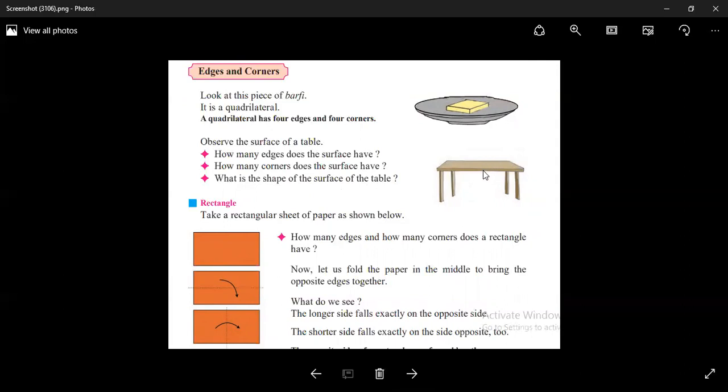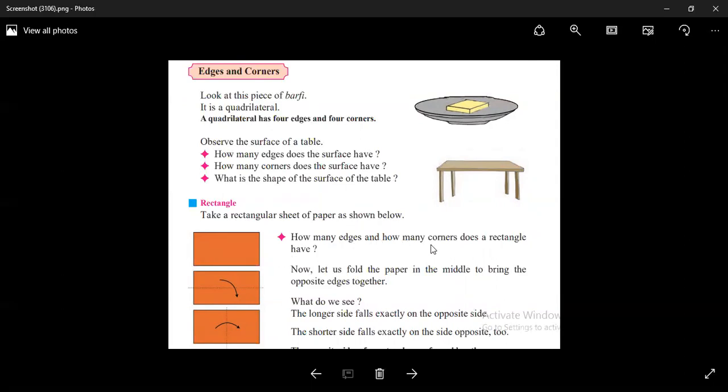You can see the shape, the opposite sides are equal, so it will be a rectangle. So you can answer here, the shape of the surface of the table is a rectangle. Now here we are given an activity. Take a rectangular sheet of paper as shown below. Now you can see here the picture.